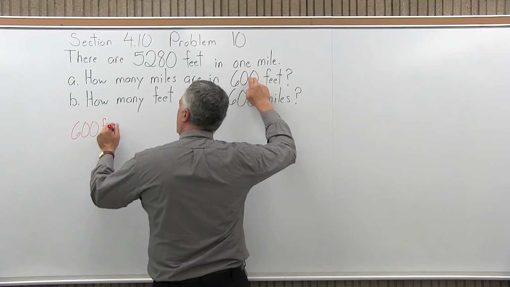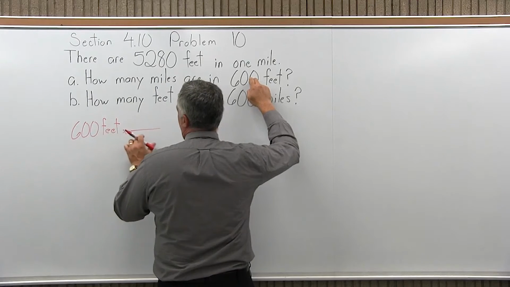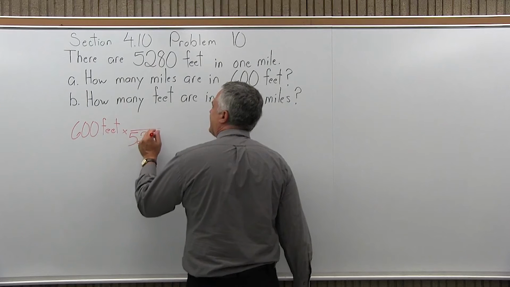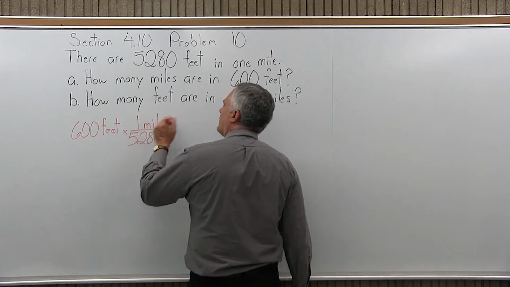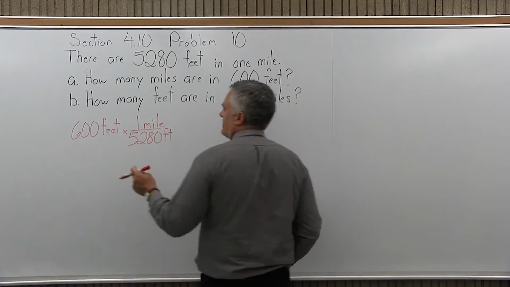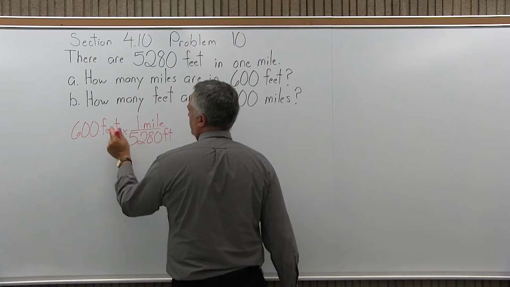And I want to multiply that by an unusual number 1. I want to arrange it so the feet, the unit I want to cancel, is in the denominator. So I have 5,280 feet in the denominator, and that's equivalent to 1 mile, which goes in the numerator. So now as I do that multiplication, 600 feet times 1 mile over 5,280 feet, the feet cancel.